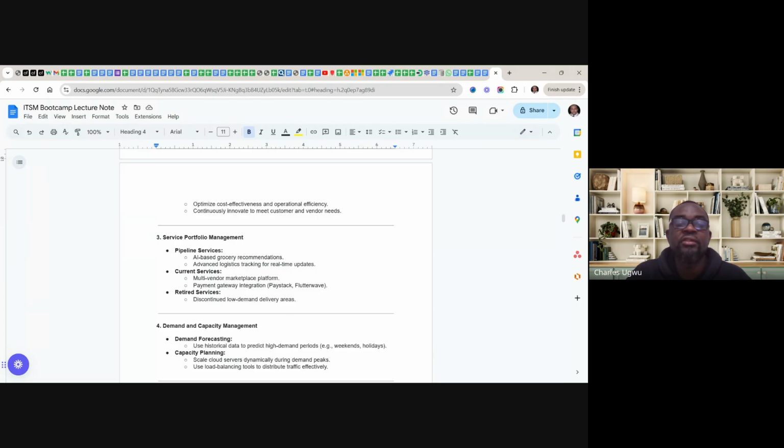And retire service: discontinue low-demand delivery areas. We used to operate in Lagos, but we didn't capture Lagos very well. We didn't capture Abuja very well. These are low-demand areas, so we discontinued for some time and focused only on Port Harcourt. But we are planning to launch back. So this is the service portfolio management. With this, whichever area we are operating in, we plan to give them the best service.